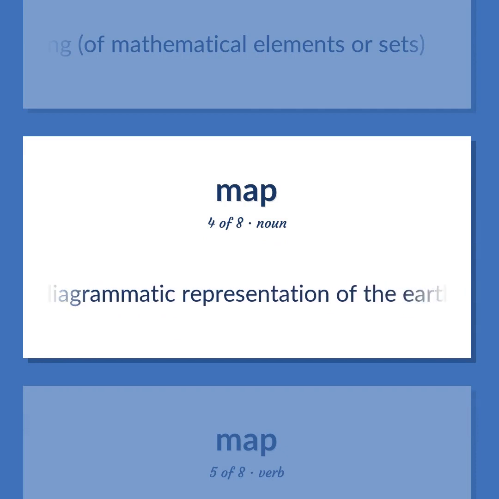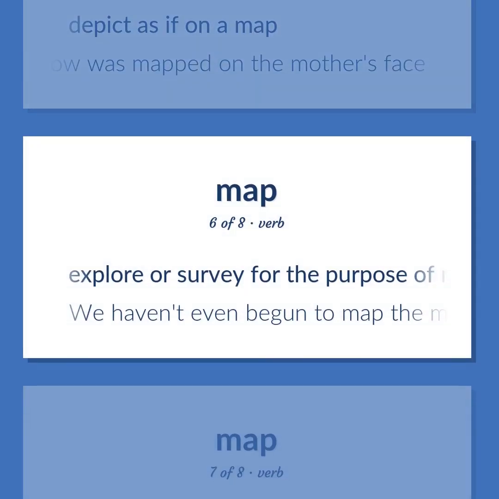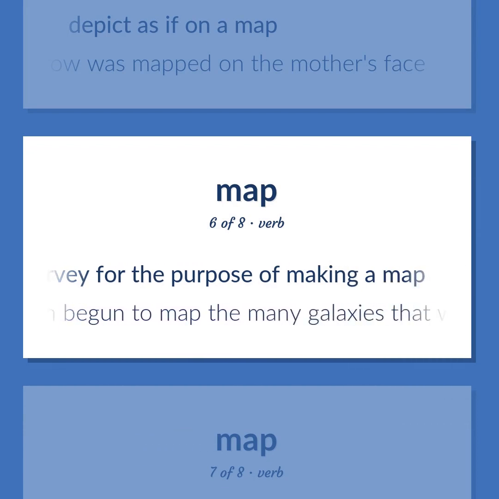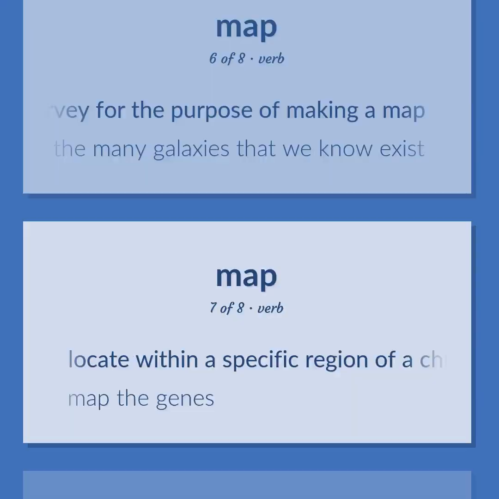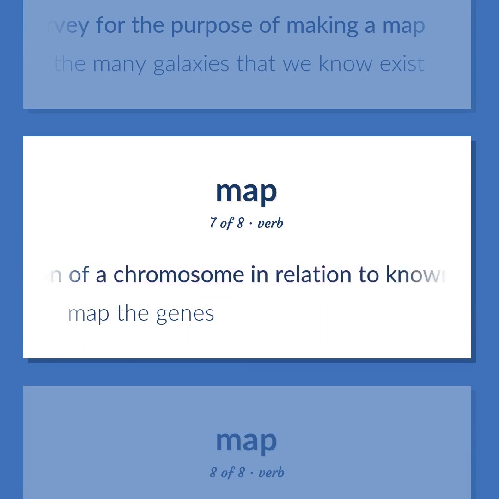A diagrammatic representation of the Earth's surface, or part of it. Depict as if on a map. Sorrow was mapped on the mother's face. Explore or survey for the purpose of making a map. We haven't even begun to map the many galaxies that we know exist. Locate within a specific region of a chromosome in relation to known DNA or gene sequences. Map the genes.